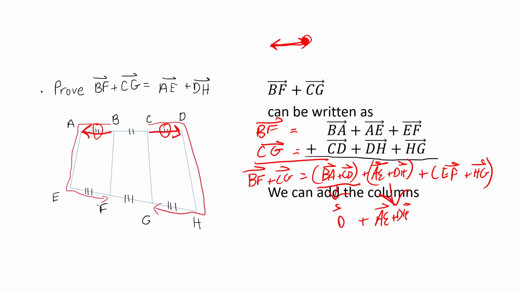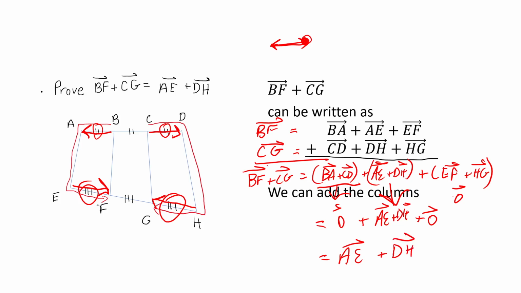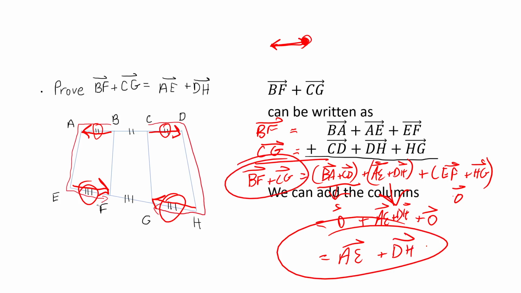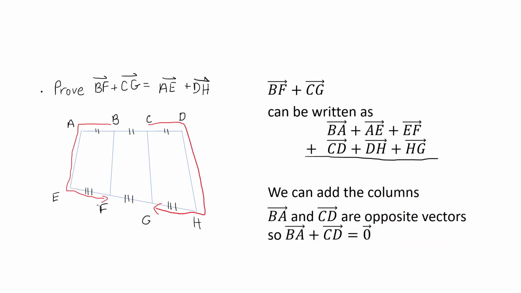Now let's look at EF plus HG. EF goes this way. HG goes in exactly the opposite direction, the same length, because they have these triple slashes here. So we can see that EF plus HG will equal 0 as well. So if I take this 0 plus AE plus DH and add 0, what I end up with is AE plus DH. And I've literally proven the thing they wanted me to prove. BF plus CG equals AE plus DH.